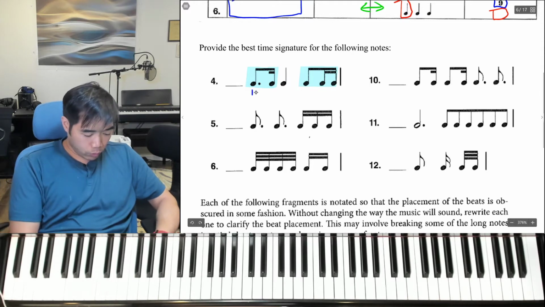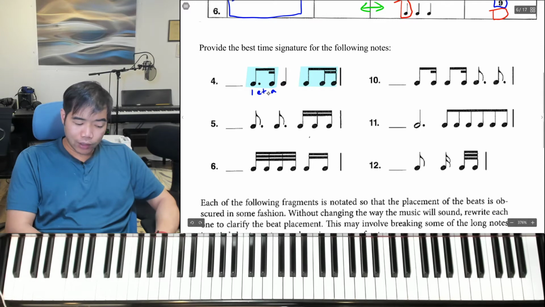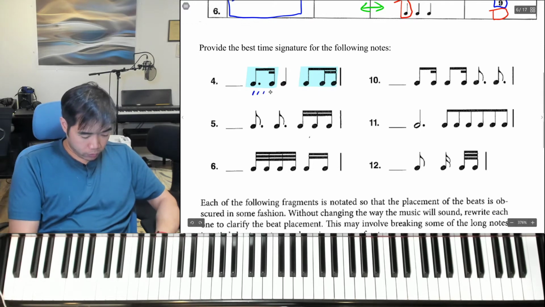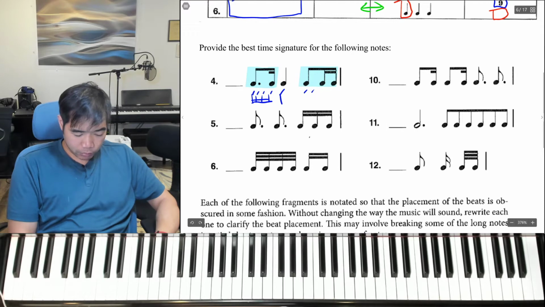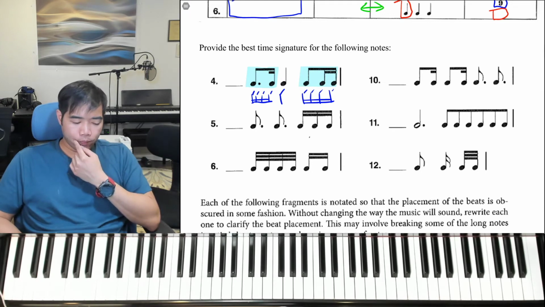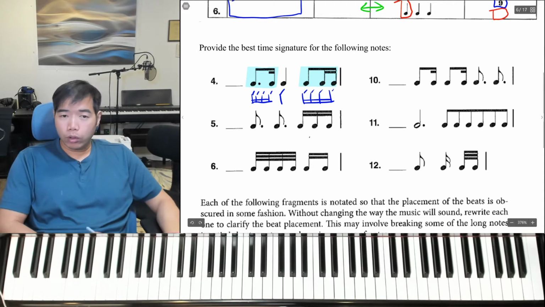If I count 1, E, and, okay, you can see that this is really 4/16. Okay, you can think of this like this: 4/16, because the dotted 8th is 3/16. Then you have a quarter. And notice how I'm actually writing out all the subdivisions, because it can help us see the groups better. Notice 4/16 equals a quarter.